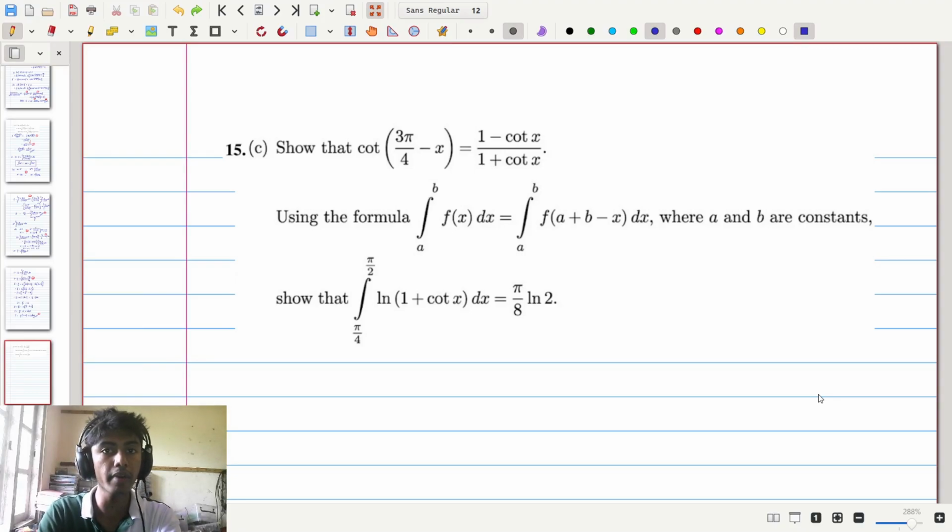2026 A-Level Combined Mathematics Paper 1 Part B Question number 15 Part C. Parts A and B of the same question were discussed in previous videos, links in top right. Part C of this question has to do with a little bit of trigonometry and integration.